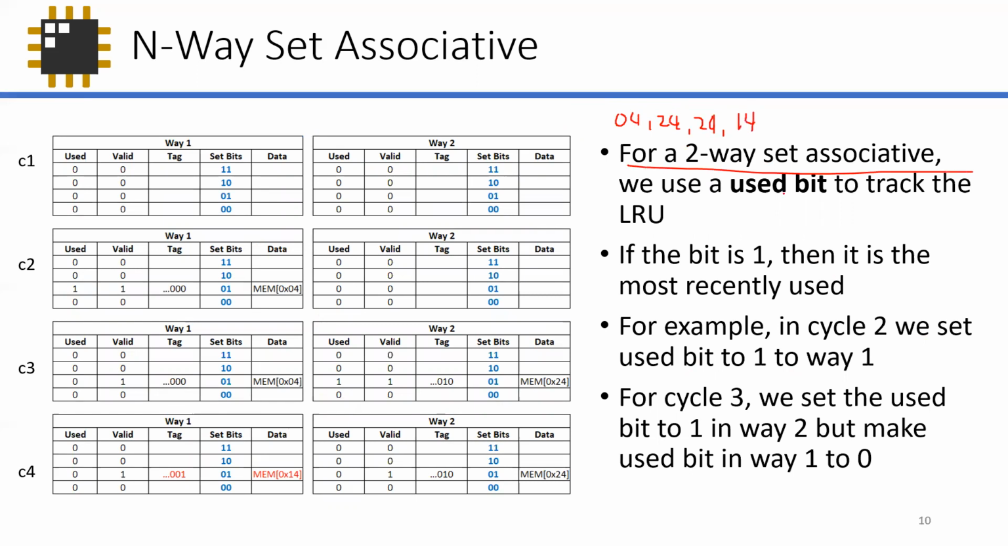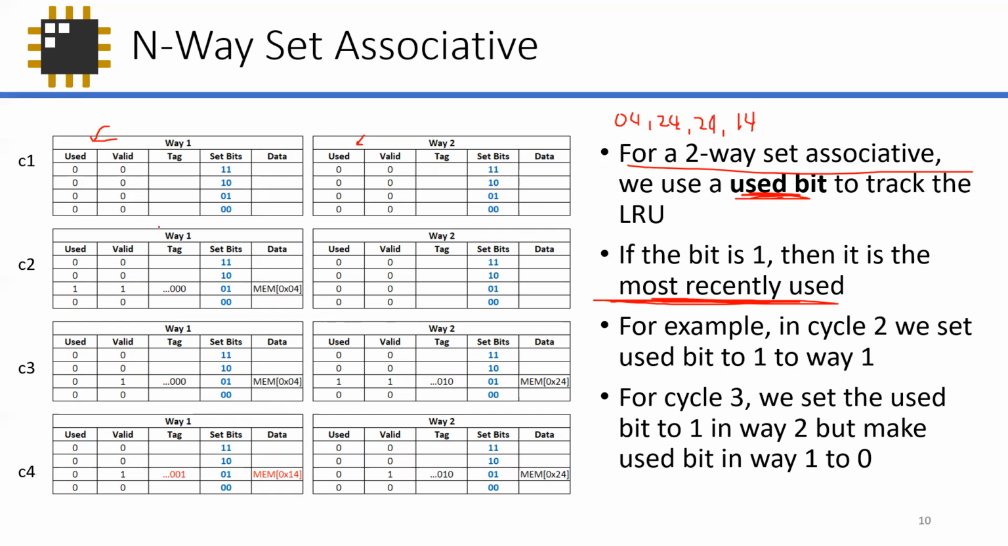For a two-way set associative cache, we use a used bit. Okay. So we have to add another bit. We call it the used bit. And the indicator of the used bit is that if it's a 1, that's the one that we're not going to replace. We're going to replace the one with the 0 later on. So if the bit is 1, it's not least recently used, rather it's the most recently used, the one with the bit 1, because it has been used, right? So for example, 0, 4, 2, 4, 2, 4, 1, 4 again.